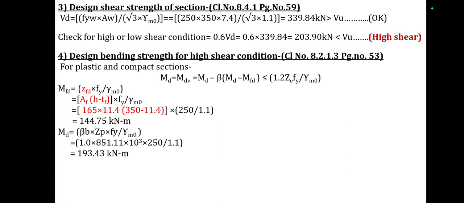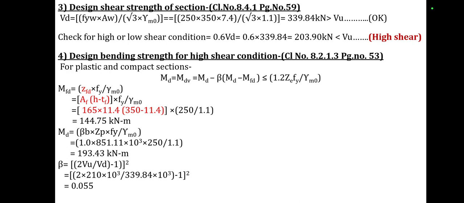Then we calculate the beta MD, which is equal to beta B into ZP into Fy divided by gamma m0, and hence the value of MD is equal to, as beta B is 1, ZP is 851.11 into 10 raised to 3 into Fy is 250 MPa divided by gamma m0 is 1.1. Again the same thing, look at the unit of ZP. It should be in mm cube, as the value of Fy is in Newton per mm square, MPa. Then MD is equal to 193.43 kilonewton meter.